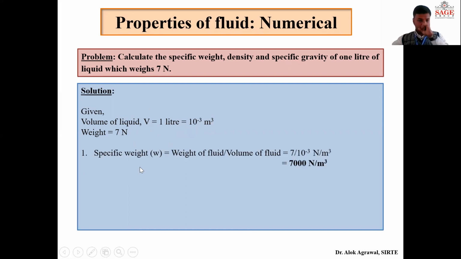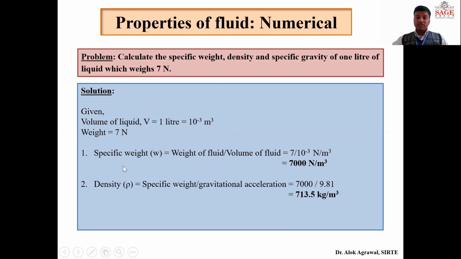So let us start with specific weight. We know that specific weight is the ratio of weight of fluid to the volume of fluid. Both the things are given. Weight is 7 Newton, volume is 10 to the power minus 3 meter cube. So when we put this in the formula, we get 7,000 Newton per meter cube as the specific weight of the liquid.